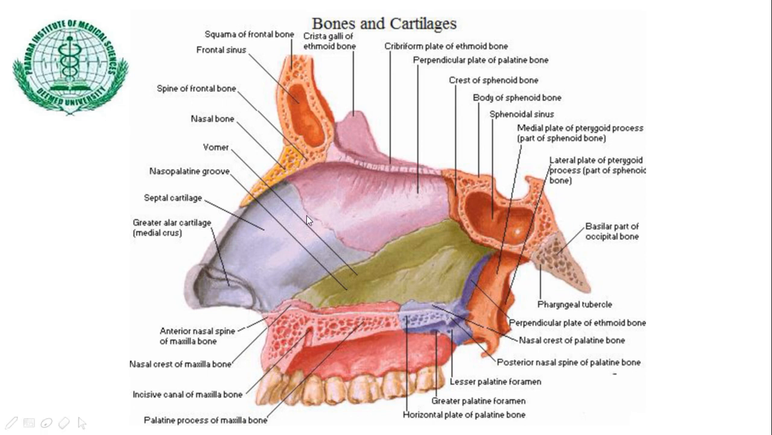The cartilaginous part of it is formed by the septal cartilage, which forms the major anterior part of the septum, and it fits in the angle between the perpendicular plate of the ethmoid and the vomer, and the septal processes of the two major alar cartilages.